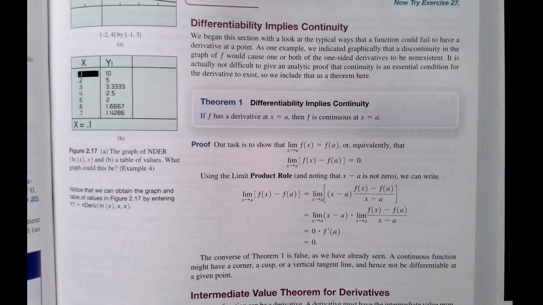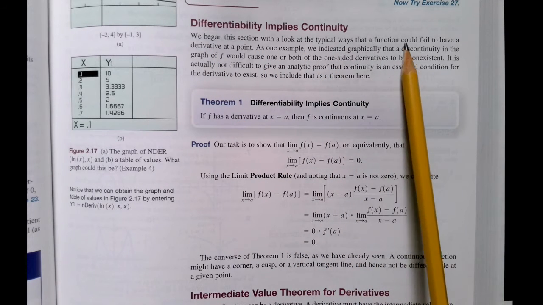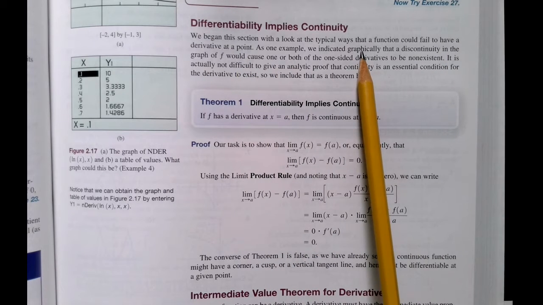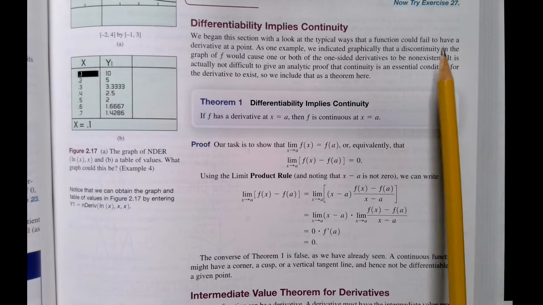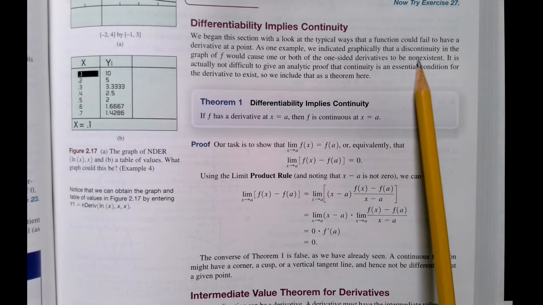We touched on this idea a little bit in one of the earlier videos, but if something is differentiable, it then has to be continuous. So we began this section with a look at the typical ways that a function could fail to have a derivative at a point. As one example, we indicated graphically that a discontinuity in the graph of f would cause one or both of the one-sided derivatives to be non-existent.